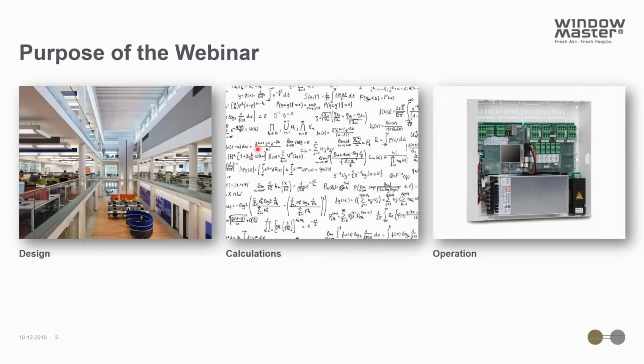The purpose of today's webinar is to talk about a successful natural ventilation system. To achieve a successful natural ventilation system, we need to think about design and operation. At WindowMaster, we are experts in creating the control systems that operate natural ventilation, which is something we have been doing for the last 25 years.